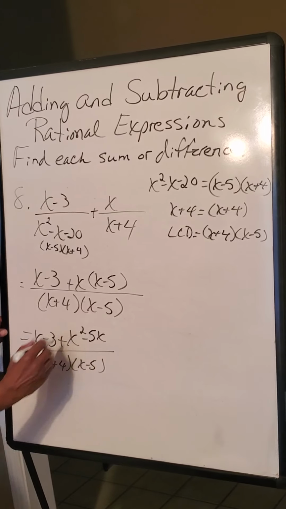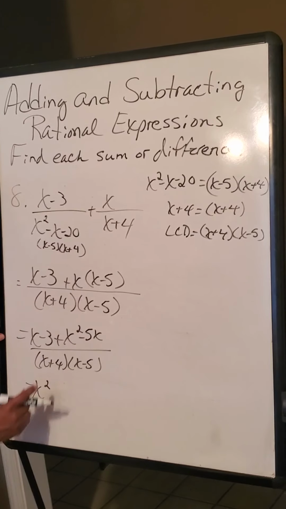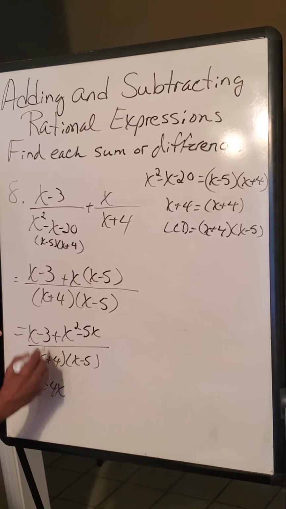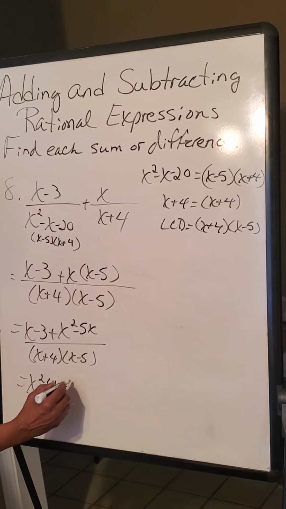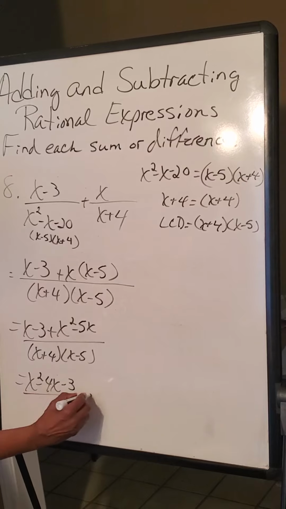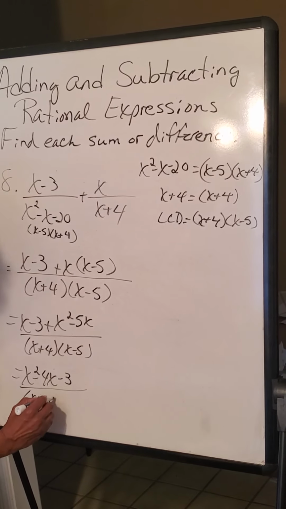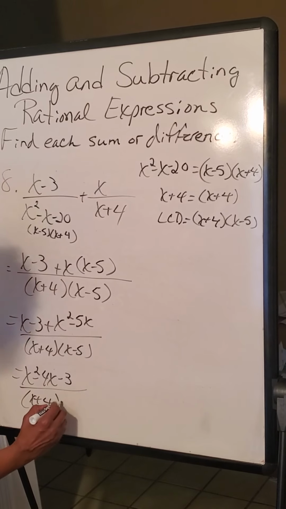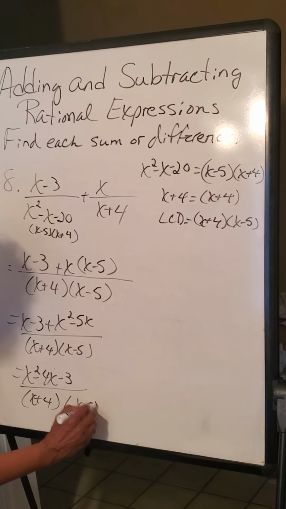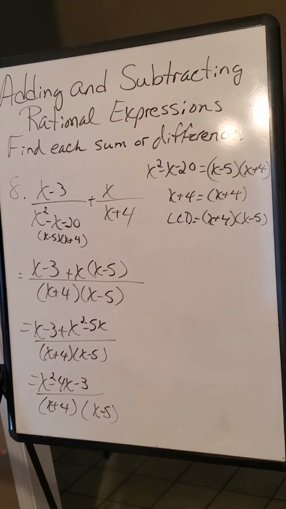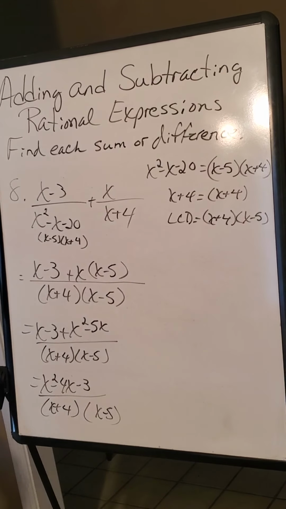As I simplify, I have x squared. X minus 5x is a negative 4x minus that 3. And I can't think of two numbers I can multiply, get a negative 3, combine, get a negative 4. So that is my final answer.